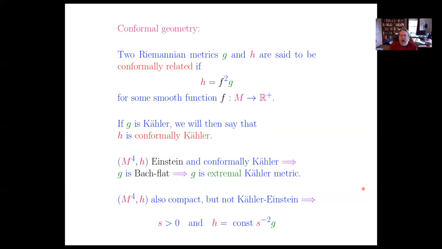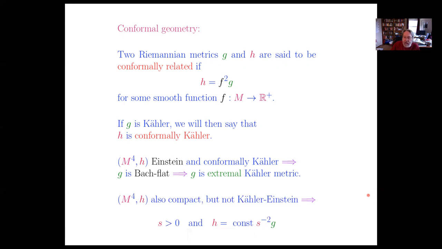All right, so if the 4-manifold is compact and has a conformally Kähler-Einstein metric, but it's not Kähler-Einstein, then you can show that the scalar curvature of this extremal Kähler metric is positive, and the Einstein metric has to be of the special form: the extremal Kähler metric times the inverse square of the scalar curvature times a positive constant. This was a fact basically discovered by Derdziński, which didn't get very much attention at the time.